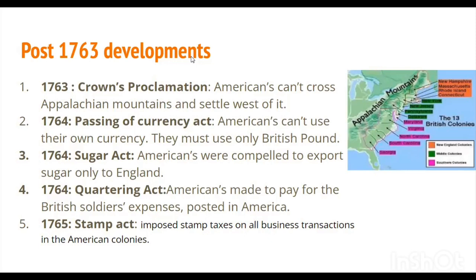The first is the Crown's Proclamation that Americans can't cross the Appalachian Mountains. Second, they have to use only the British pound as their currency. Third, sugar could be exported only to England.